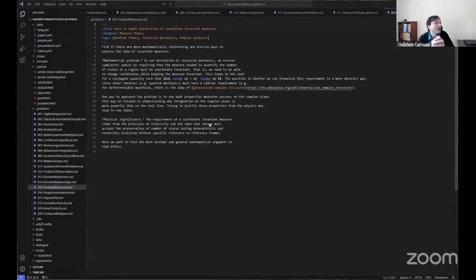Okay, so, mathematical problem: in our derivation of classical mechanics, we recover symplectic spaces by requiring that the measure needed to quantify the number of states in a region must be coordinate invariant. That is, we need to be able to change the coordinates while keeping the measure invariant. This leads to the need for a conjugate quantity such that dq wedge dp is equal to dq prime wedge dp prime. So if you change the units of q, then the unit of p changes in exactly the opposite way, such that the total remains the same.